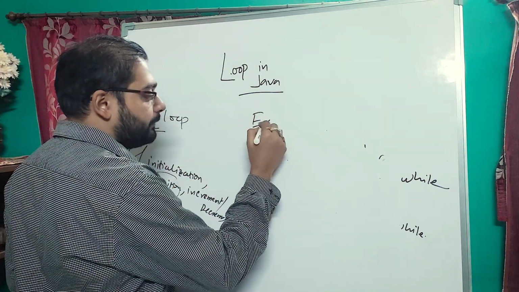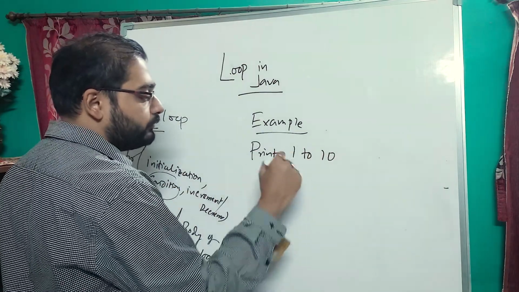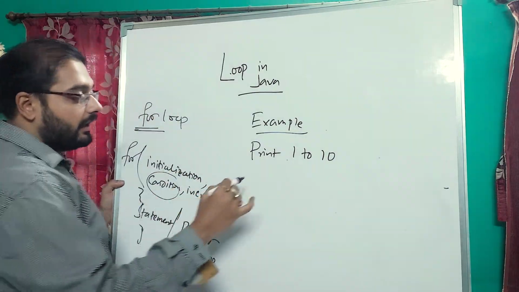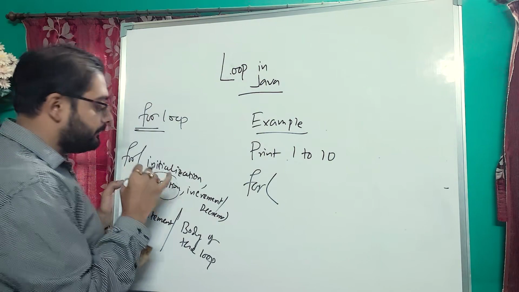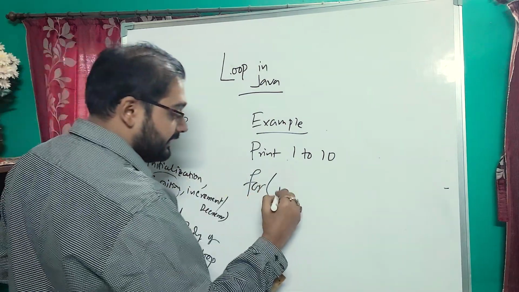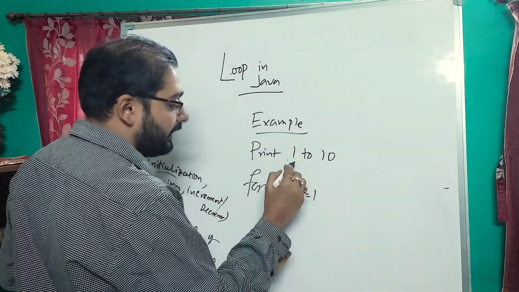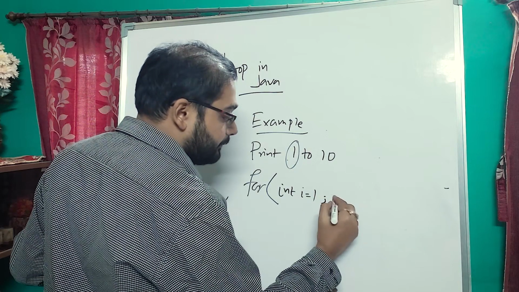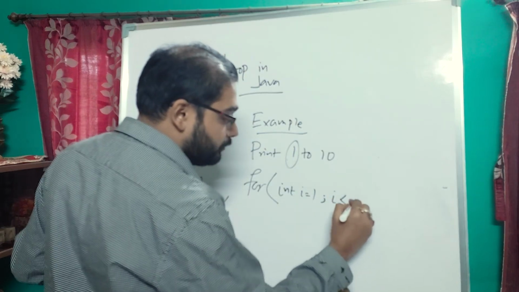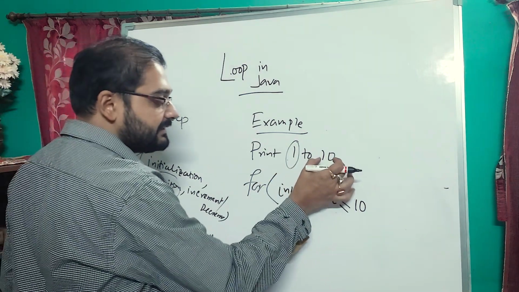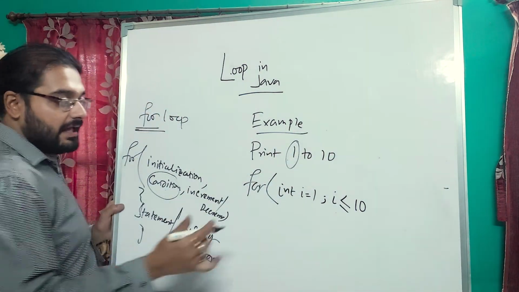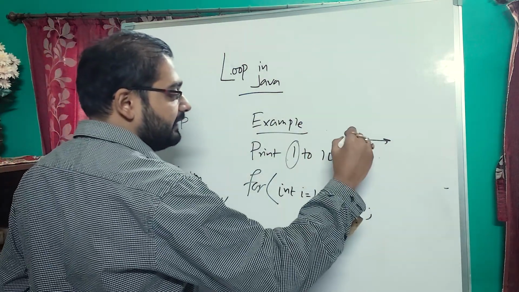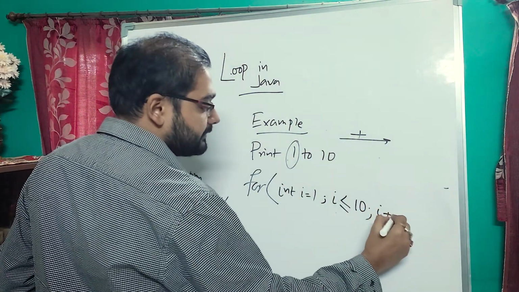An example of for loop is print 1 to 10. 1 to 10 means these are numbers 1 to 10. How can I write it using for loop? I write for initialization point, means the starting point. That means int i = 1. That is the start. Condition means to the end point. To the end point means i <= 10. Less than or equal to 10 means the end point is 10, and it goes in which direction? This direction. That means the plus part, i++.